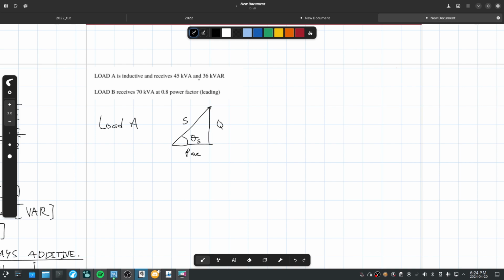Capacitive is just when you flip the sign for VAR. You'll notice in every single question, capacitors are always a negative imaginary number. Inductors are always a positive imaginary number. That's the relation between the two. They are opposite in equals.